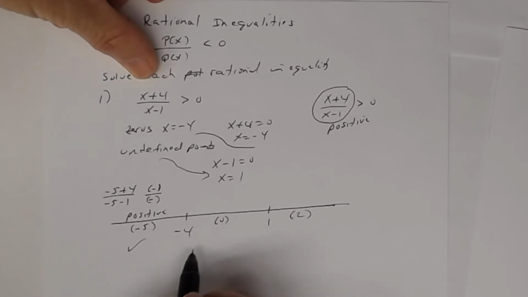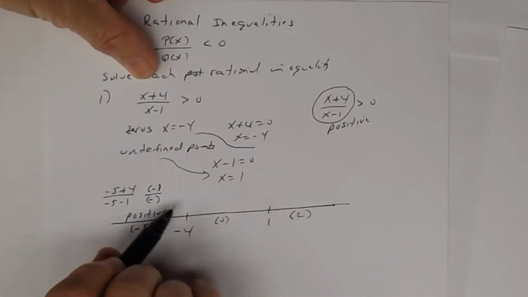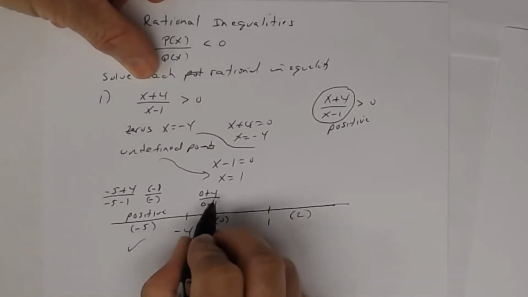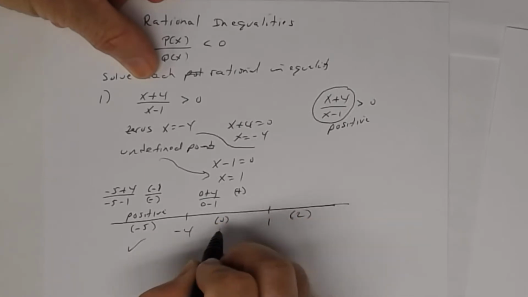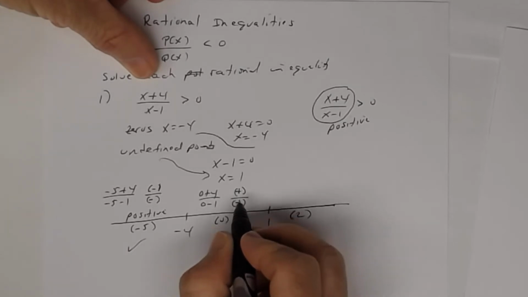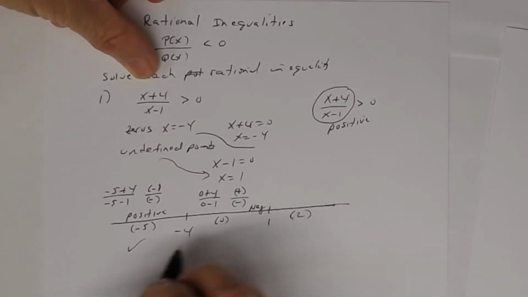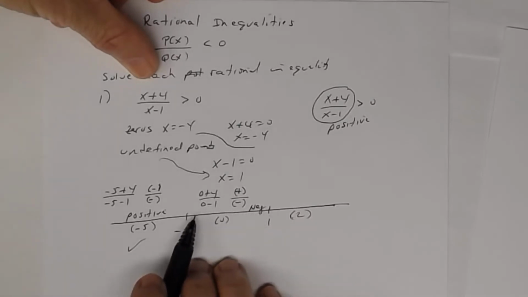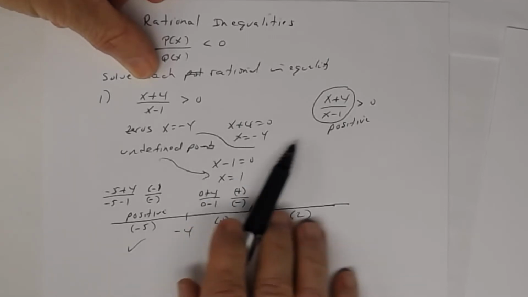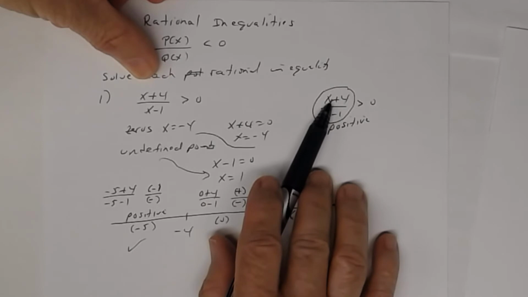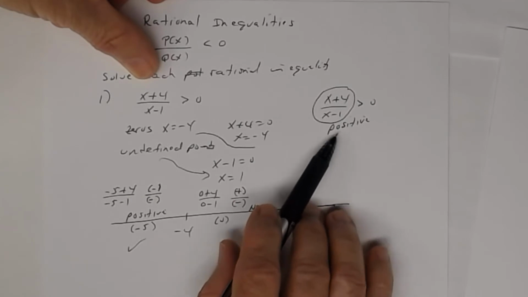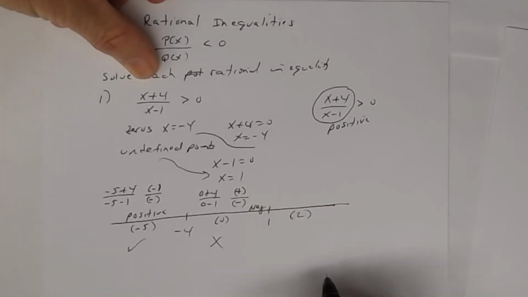Then we go to the next test point, 0, and where we see the variable x, I substitute 0. So I get 0 plus 4 divided by 0 minus 1. Well, 0 plus 4 is a positive number, divided by 0 minus 1 is a negative number, it's -1. A positive divided by negative is a negative. So any real number between -4 and 1 will make this rational expression negative. But that's not what I want. I want this rational expression to be greater than 0, which means positive. So I'm going to put a little x there to remind me not to use it.